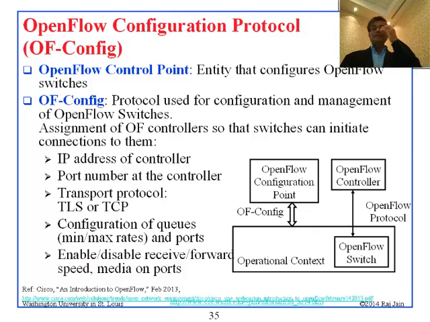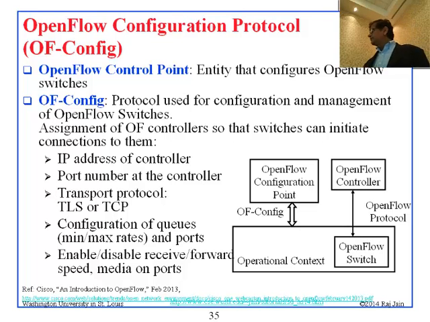TCP is the normal TCP protocol. TLS is the secure TCP protocol, right? It's like SSL we use on the web, HTTPS. So transport level security, TLS protocol. It will also tell you how many queues on each port. So remember, each interface, each wire has many queues. And so OF-config can be used to tell that you should have 4 queues, 8 queues, 2 queues.